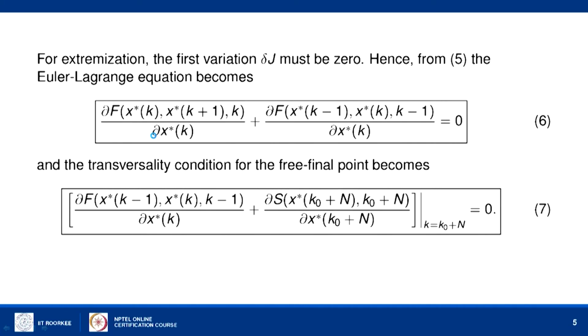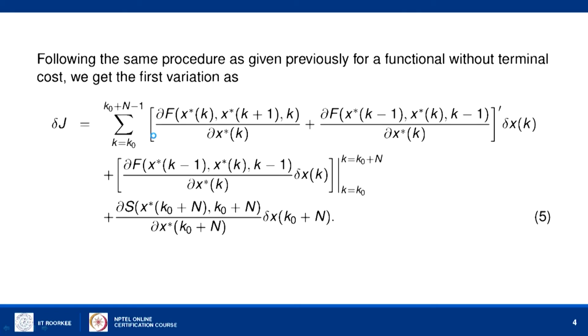So, equation 6 is nothing but the square bracket within the summation sign, that should be equal to 0 because the variation is arbitrary, and then this two expression should be equal to 0.